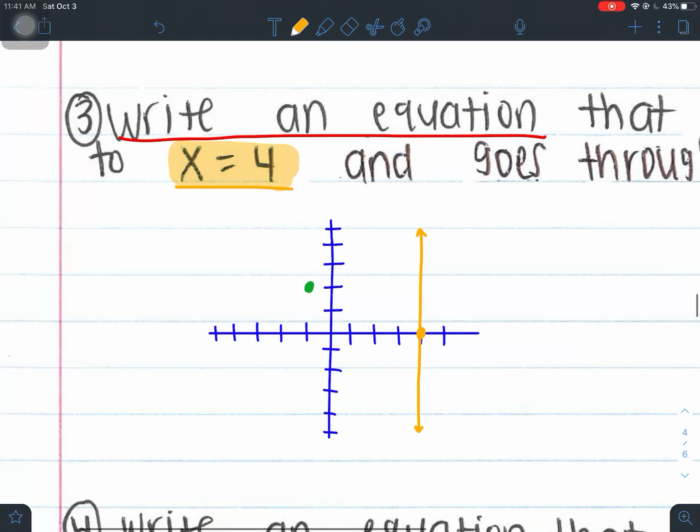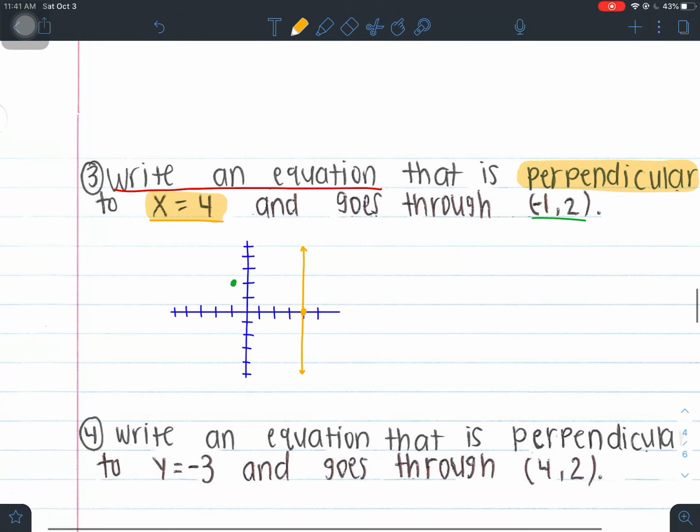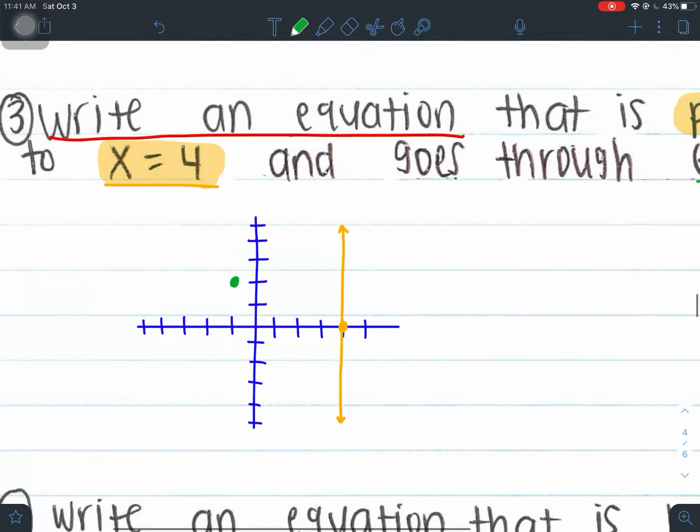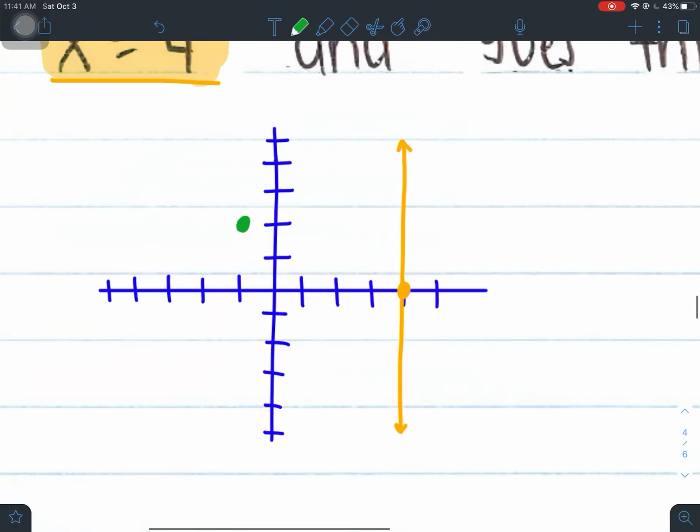Okay, now we haven't done anything. We literally just plotted the information they gave us. So they told us x equals 4, and they gave us the point -1, 2. So this is what they're telling us. They want us to create a line. They want us to make the green line that goes through this green dot to be perpendicular to this yellow one. Okay, so x equals 4 is the yellow one. They want us to make a perpendicular line.